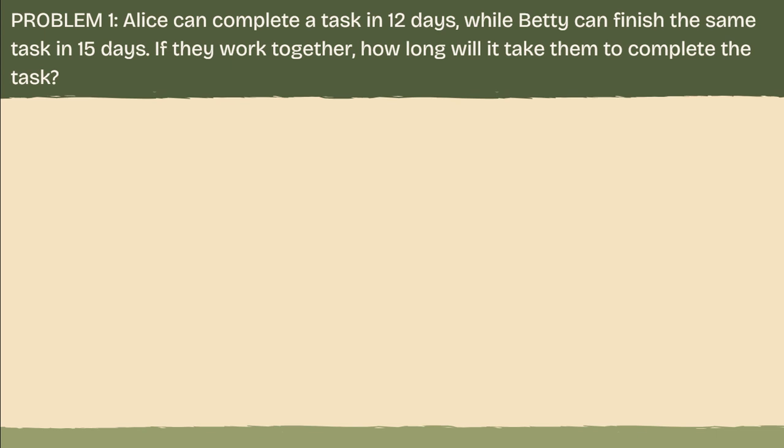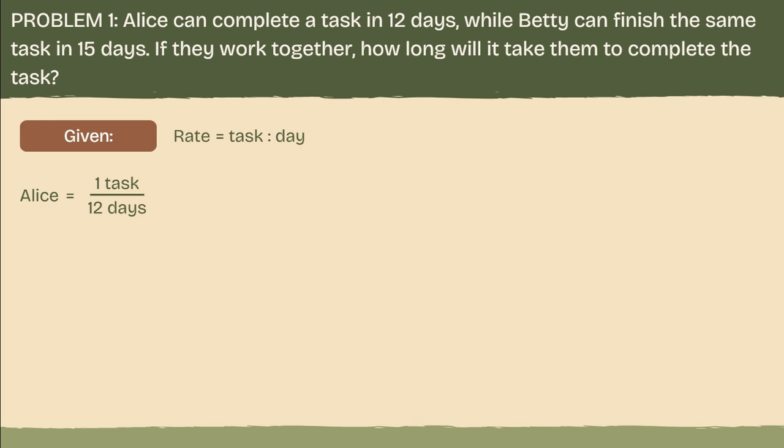In solving this problem, it is important to identify the rates, which compares two quantities with different units. It is expressed as a ratio or a fraction. For this problem, the quantities that we are comparing are task and day. For Alice, she can finish the whole task in 12 days, so that is one task over 12 days, or it can be written as 1/12 of the task per day. That is how much of the task Alice can complete in one day.